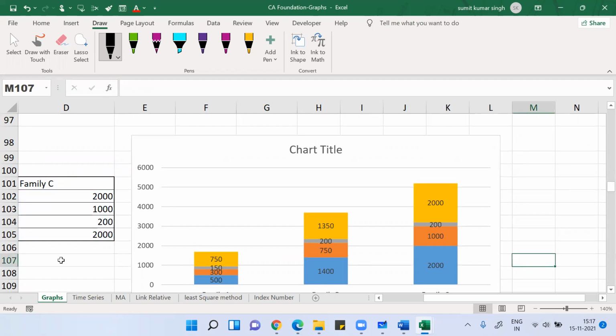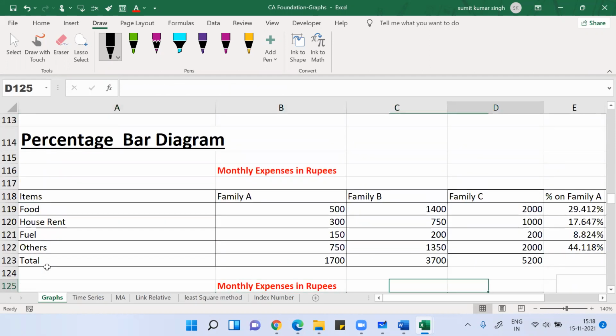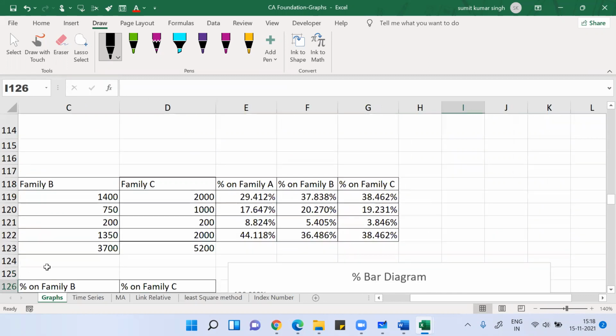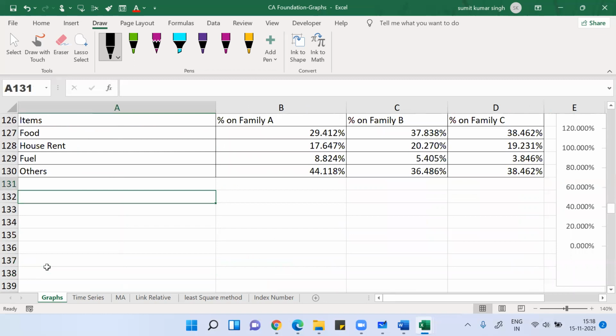You can draw a pie chart also for these kinds of data, or you can draw a subdivided bar diagram. But a pie chart you can do on one variable, with different components of that one variable. Here you have multiple variables and multiple components, so a pie chart will not look better. Here a subdivided bar diagram, or the same values converted into percentages and plotted, looks much clearer. So this is called a subdivided bar diagram, or if represented in percentage, a percentage bar diagram. Is it clear to everyone? Anyone have any question?